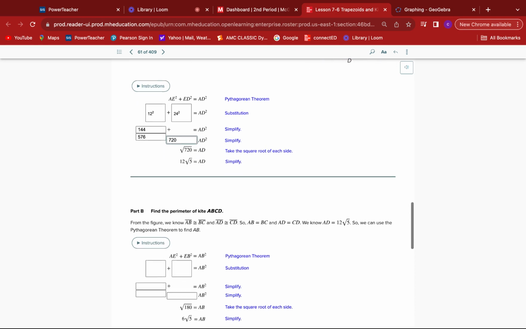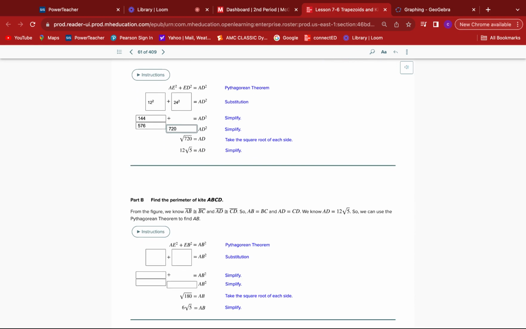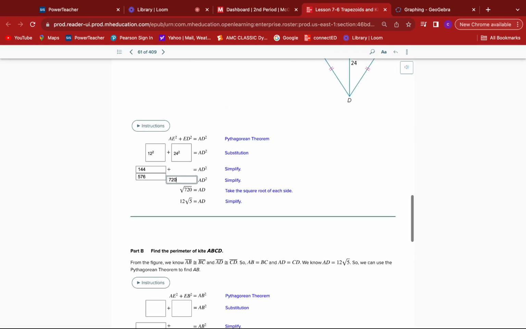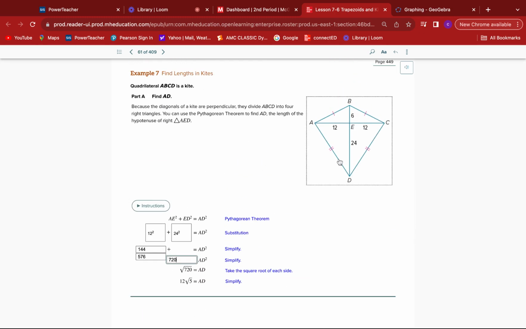All right, looks like we got to find the perimeter, part B. Find the perimeter of kite ABCD. All right, well, let's see what we got here. AD is 12 square root of 5. CD is 12 square root of 5. But unfortunately, we don't have AB and we don't have CB. But once we find one, we've got the other because they are marked equal. They're equal on a kite.